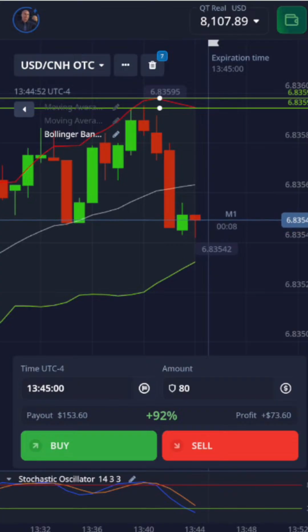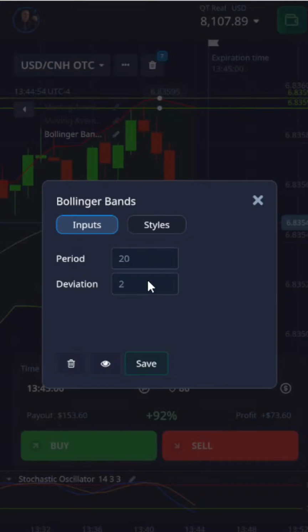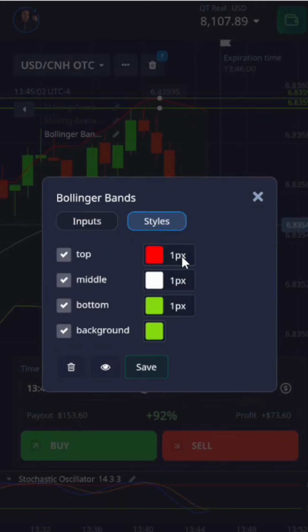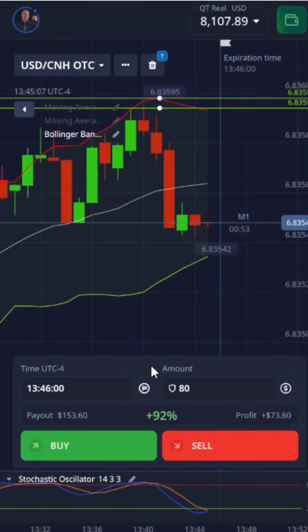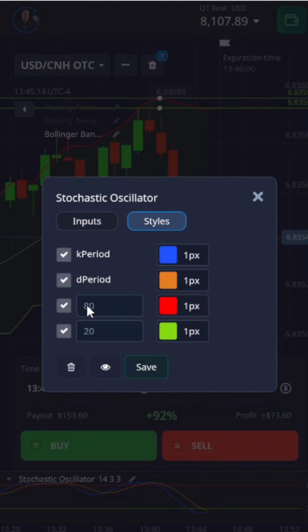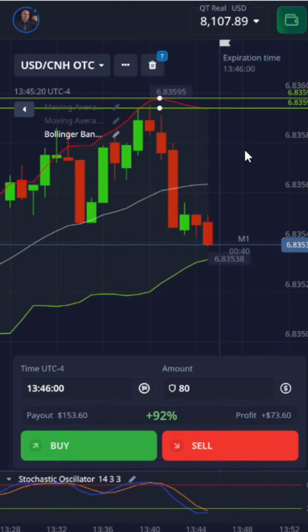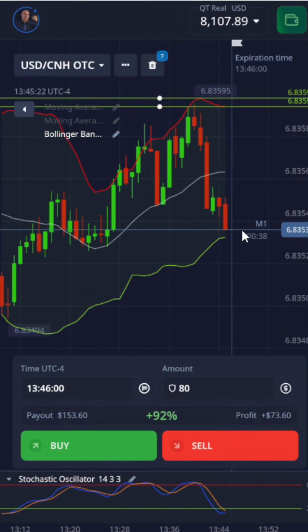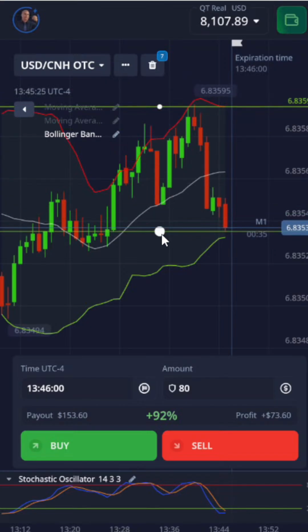All right, so my indicator is this one here. I have a period of 20 and 2, right? And the style I like is red on top, white in the middle, and green on the bottom, all right? My stochastic is the same thing. It's 14-3-3. My style is period 80-20, red on top and green on the bottom, all right? So I just want to clarify something, all right? So let's go back to the trade. So I want to make sure.